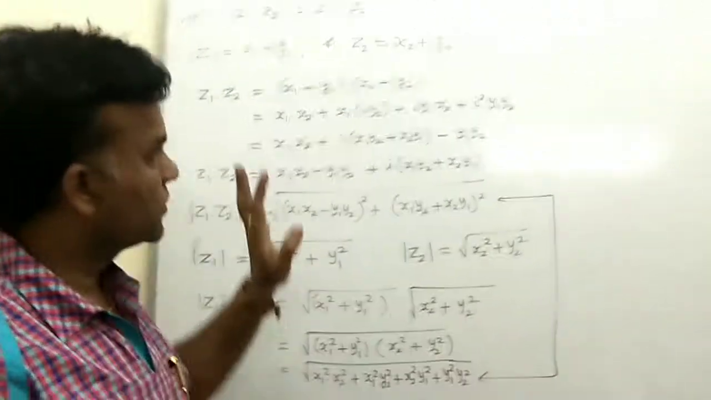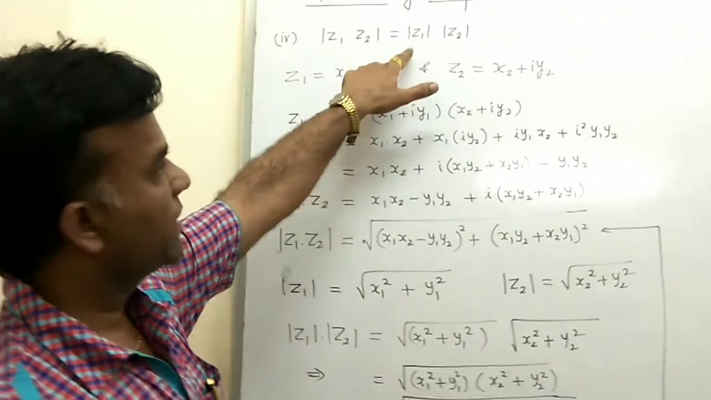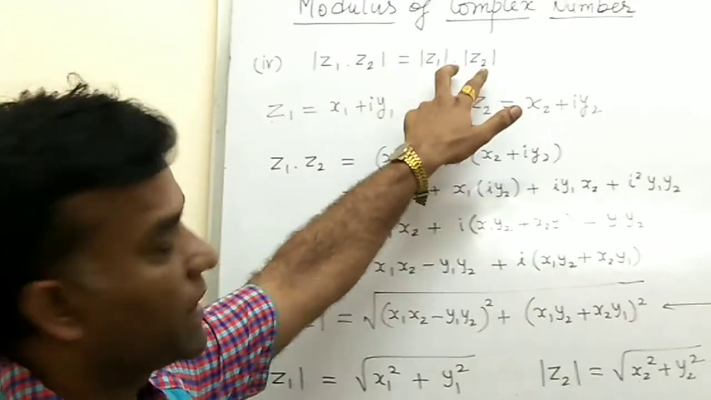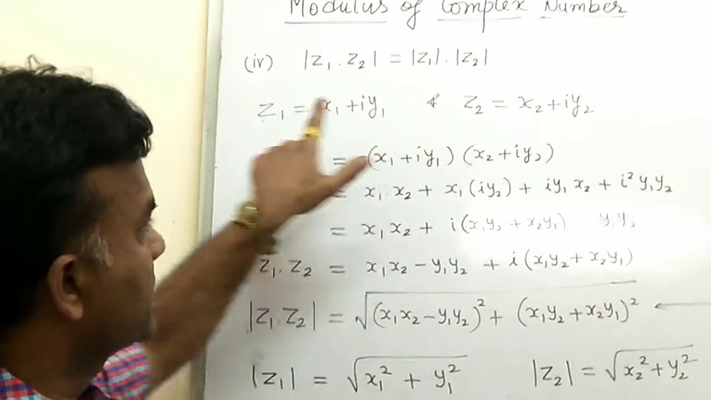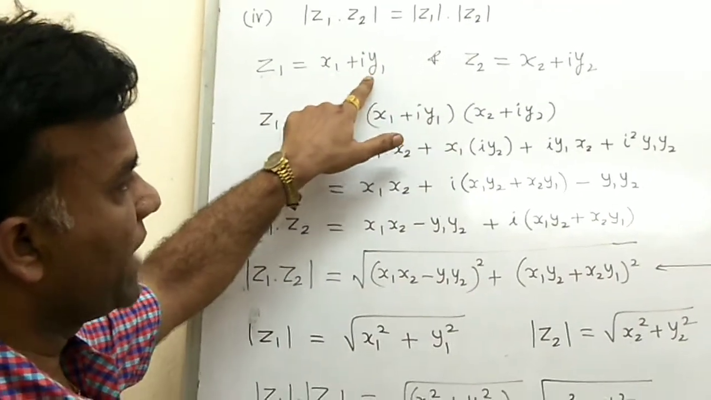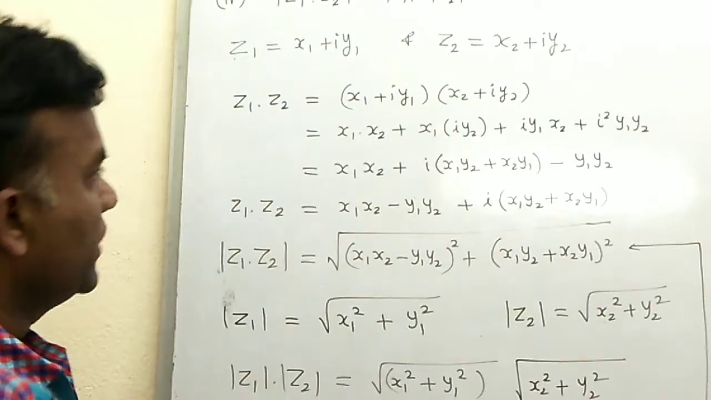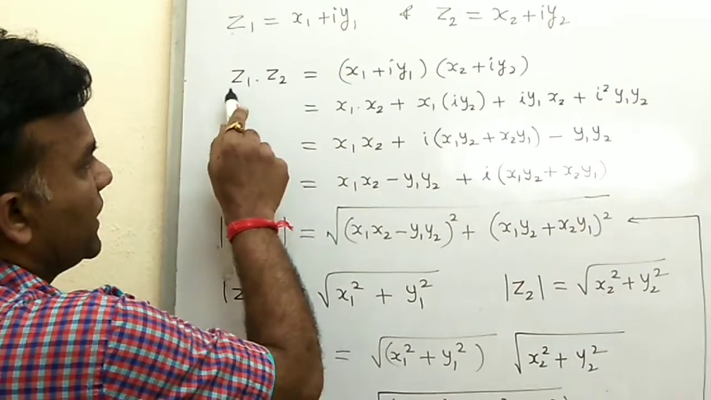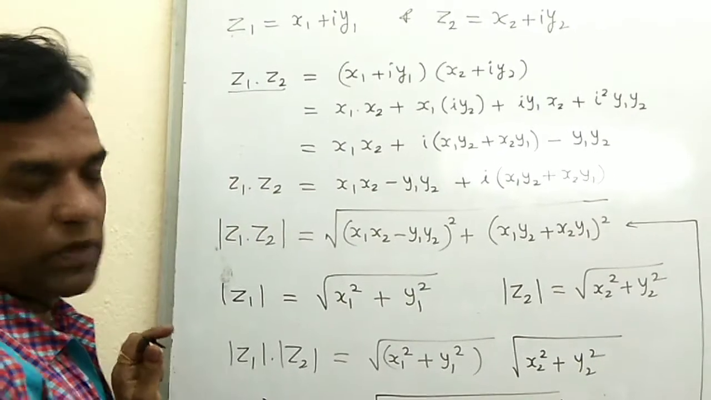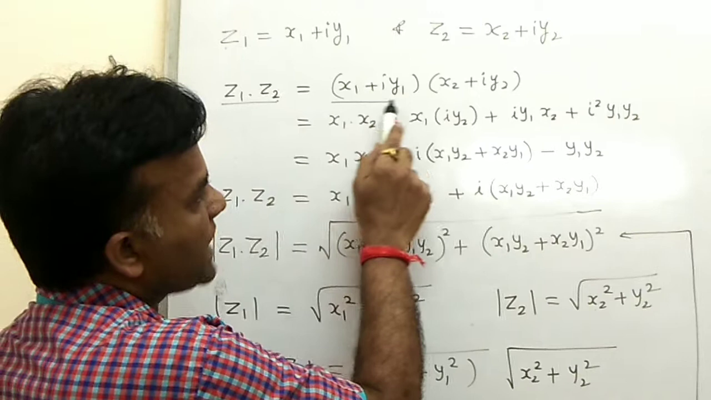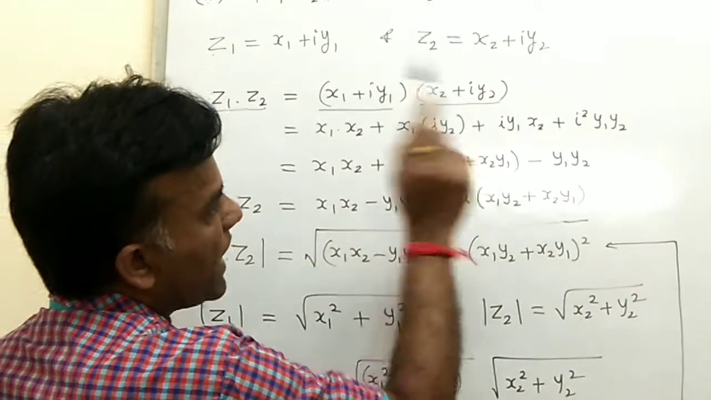How is it proved? Here we have the example. First we have to show that the modulus of this product equals the product of the separately found moduli. z1 is x1 plus iy1, z2 is x2 plus iy2. Now first we find z1 into z2. Before taking the modulus, we find the product of these two complex numbers, x1 plus iy1 and x2 plus iy2.